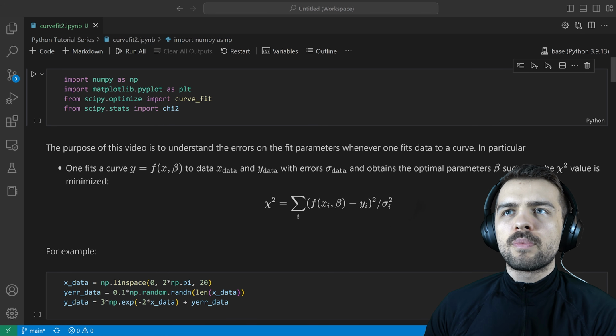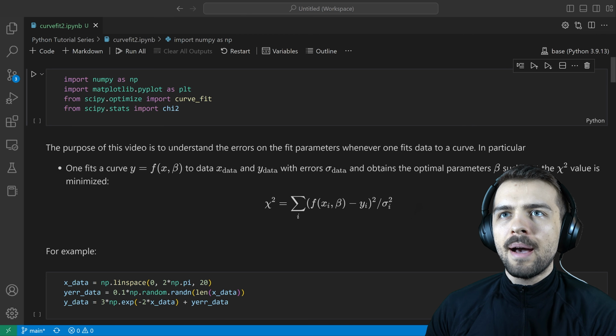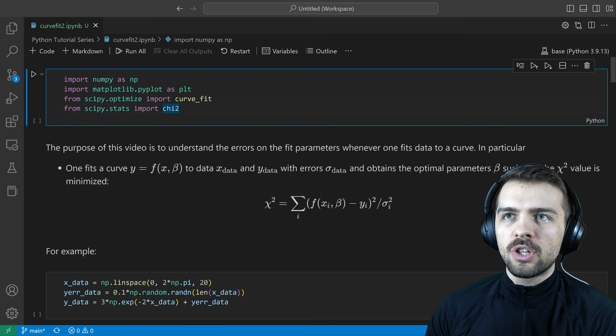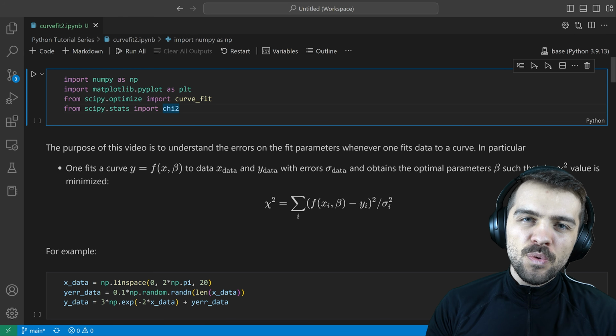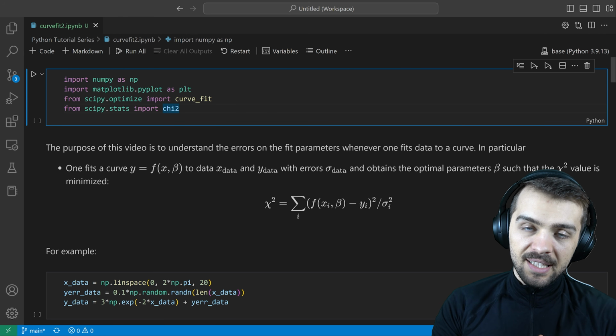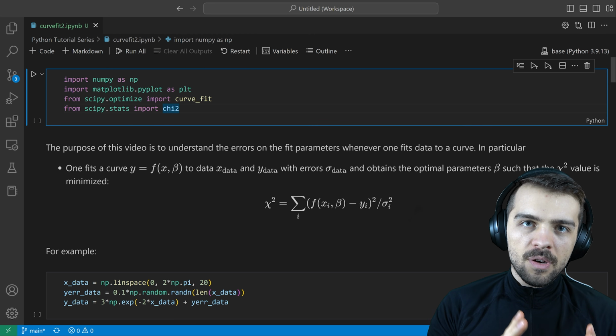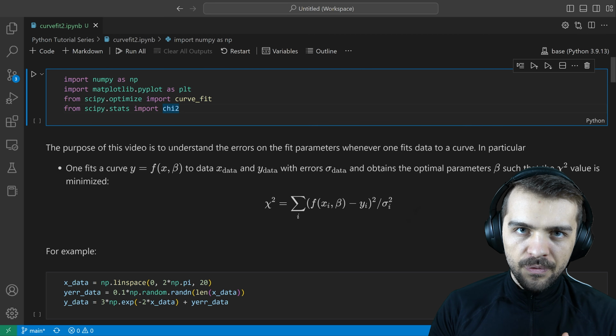So the only packages we'll really need to import today are NumPy, Matplotlib, the curve fit function, and we're going to look particularly at the chi-squared function. The chi-squared probability density function, and that's exactly what it is, is very related to the process of curve fitting data.